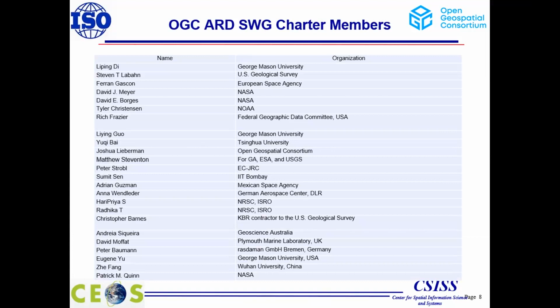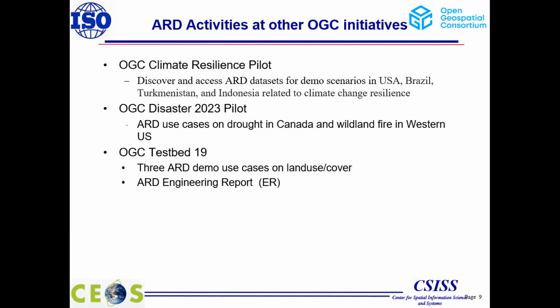This is the initial ARD suite charter members. We have 24 charter members from all over the world. They are all OGC members, and we are initial charter members. Next slide. And as Josh has mentioned, in OGC there are also multiple ARD-related activities. Those include activities in the Climate Resilience Pilot, the OGC Disaster Pilot, and Testbed 19. All those activities will support the ARD suite. Next slide.